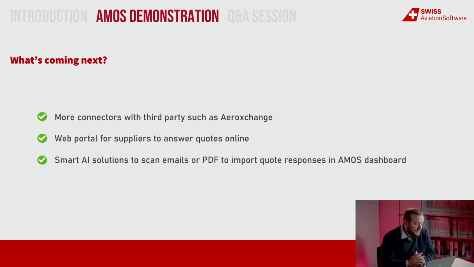And we would like to go even one step further, and add some AI functionalities to scan emails or PDFs. So if there are some vendors that are still sending you emails with attachments, we are thinking of building a tool where the suppliers could answer directly on a preset email address. And the AI tool would scan through this email and fetch all the data which is relevant to create a quote offer that would then be, of course, imported in the Amos eQuotation dashboard. So that will be the next steps for these quotation tools.